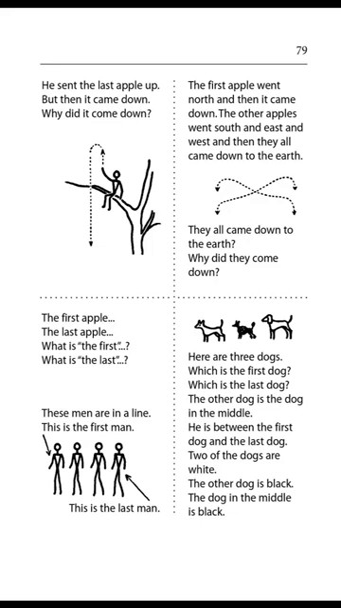These men are in a line. This is the first man. This is the last man. Here are 3 dogs. Which is the first dog? Which is the last dog? The other dog is the dog in the middle. He is between the first dog and the last dog. 2 of the dogs are white. The other dog is black. The dog in the middle is black.